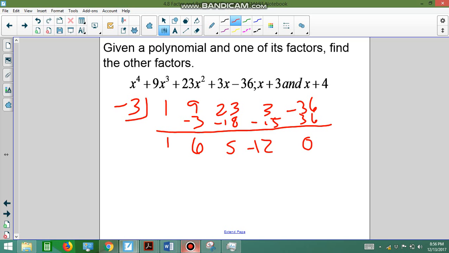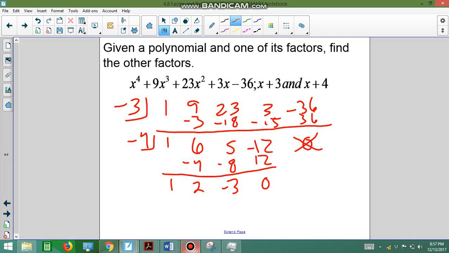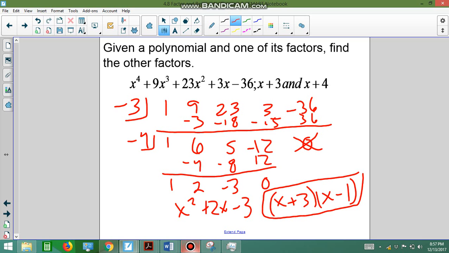But here I still have an x cubed, so I'm going to go ahead and divide again with -4 and ignore this 0 over here. So we bring down the 1. 1 times -4 is -4. 6 minus 4 is 2. 2 times -4 is -8. 5 minus 8 is -3. -3 times -4 is +12. We get a 0. So this is x squared plus 2x minus 3. So we're seeing what multiplies to -3 that adds to 2. And that is x plus 3 times x minus 1. And those are your other remaining factors.